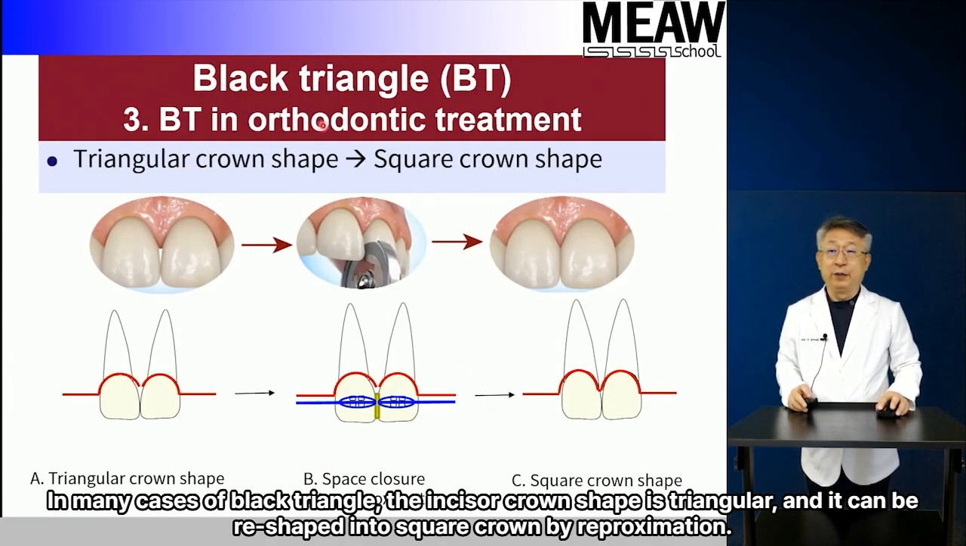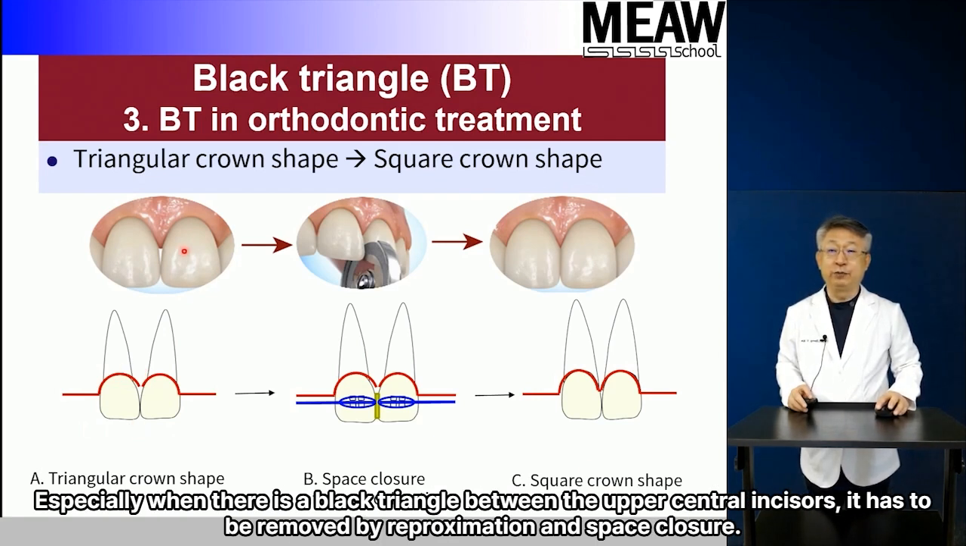In many cases of black triangle, the incisor crown shape is triangular and it can be reshaped into square crown by reproximation. Especially when there is a black triangle between the upper central incisors, it has to be removed by reproximation and space closure.